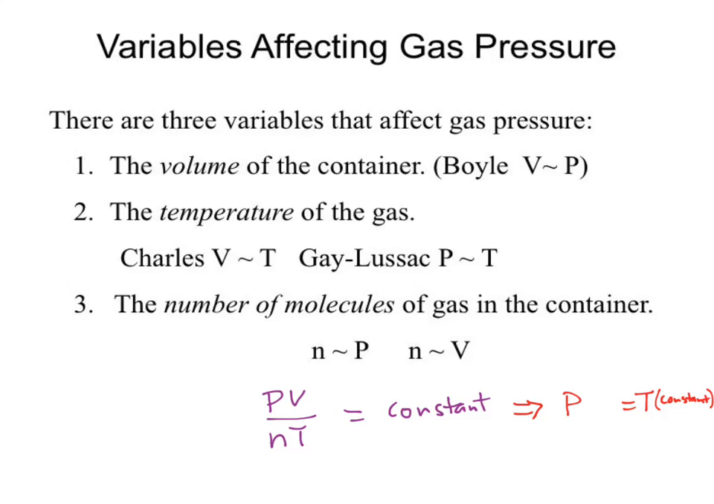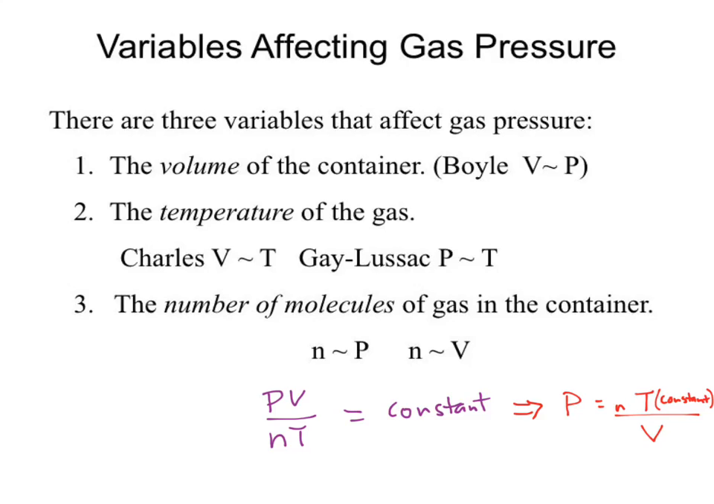Multiply both sides by T, and I can get temperature onto the other side of the equation. If I also decide to get the moles and volume over to the other side, you can get this kind of expression. And you look at that and you say, well, that's not the same expression that we had before when we looked at the relationship between pressure and temperature.